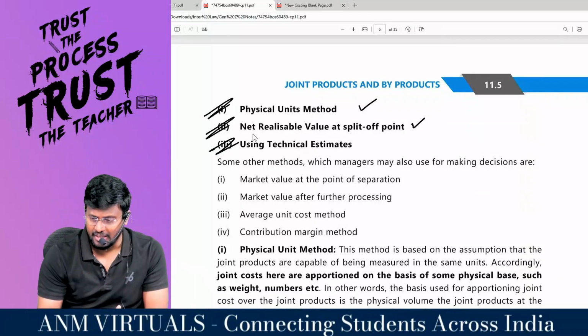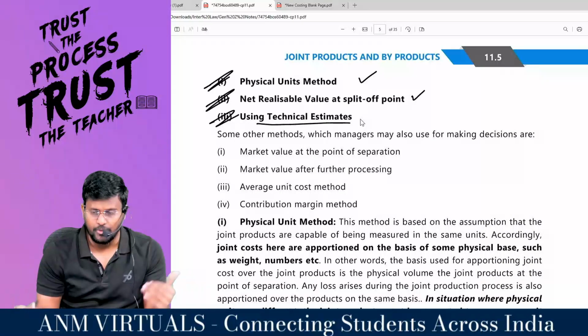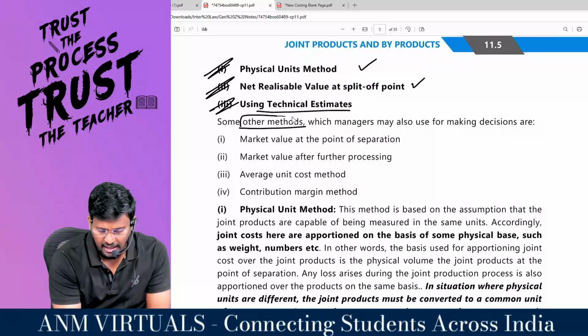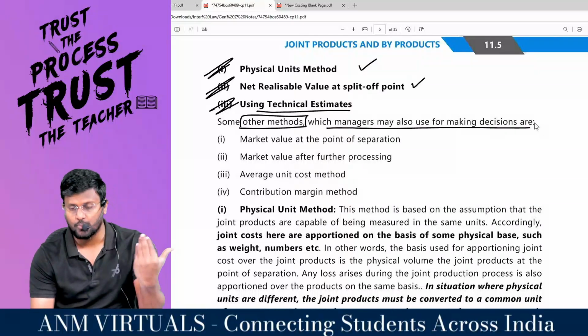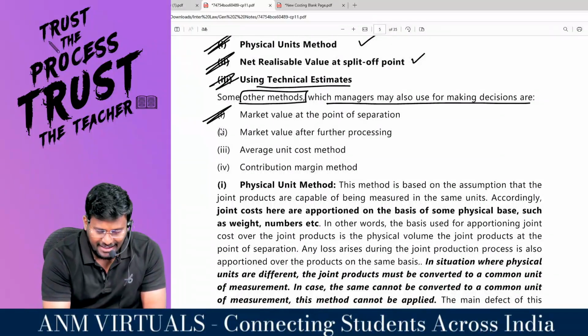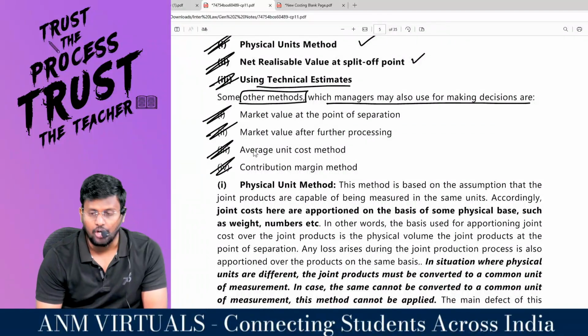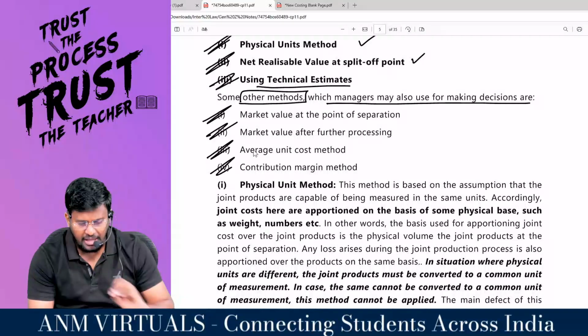When using technical estimate, if the NRV at the split off point is not reliable, you will appoint a technical person and ask him to compute the method in which you have to calculate. Some other methods which managers also use for making decisions are market value at the point of separation, market value after further processing, average unit cost method, and contribution margin method. These are the various methods.